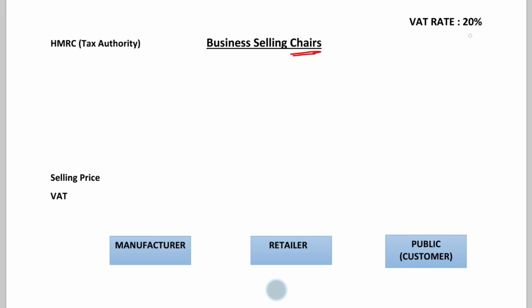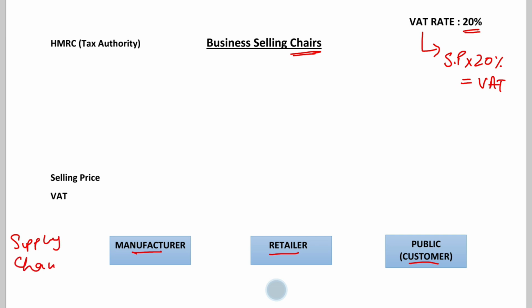Okay, so in the example, we're going to take a business that's selling chairs. The VAT is going to be 20%. VAT is calculated by multiplying the selling price with the VAT percentage. That gives you a VAT amount. In this video, it's going to be quite basic, but I will be making another detailed video on how it's calculated. So we've got a supply chain with a manufacturer, a retailer, and the customer. As mentioned, anywhere in the supply chain, if value is added to the process, the government has said to charge VAT. The government over here being HMRC, which is the tax authority in the UK.